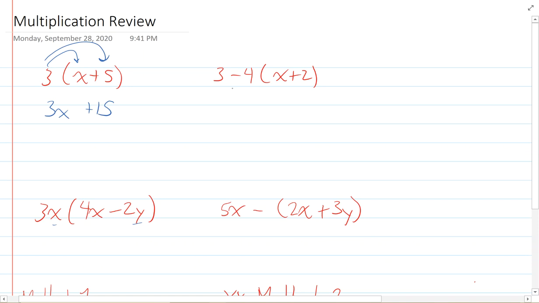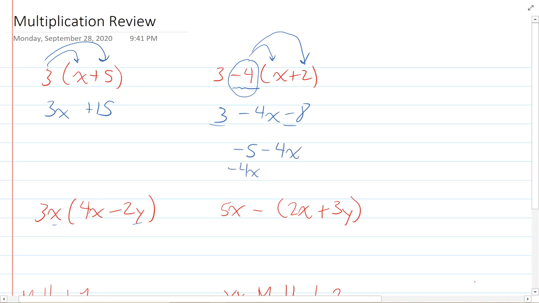Then we moved into slightly different, a little bit harder. Now we have to multiply them by a negative 4. So just outside the brackets, we have to include that negative sign with the 4. 3 doesn't change, and we get negative 4x minus 8 when we multiply in. Collect like terms, 3 minus 8 is negative 5, and minus 4x doesn't change.